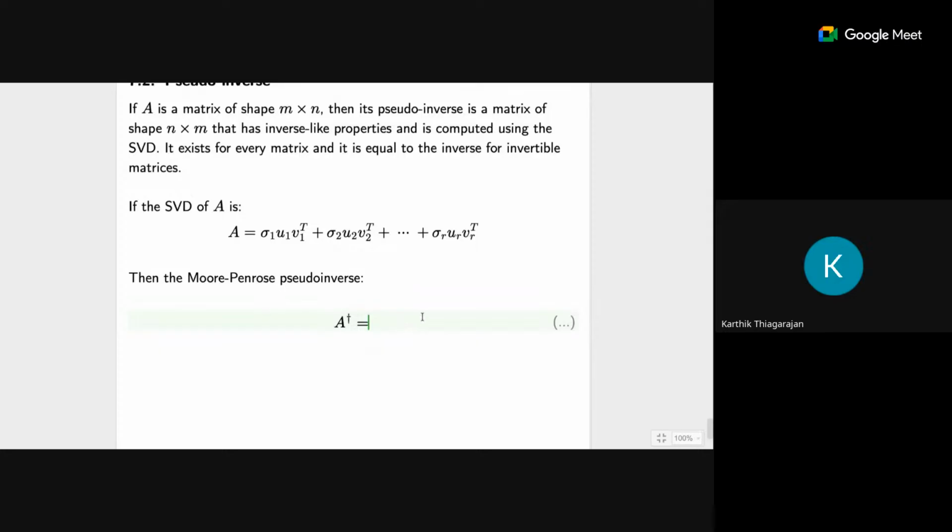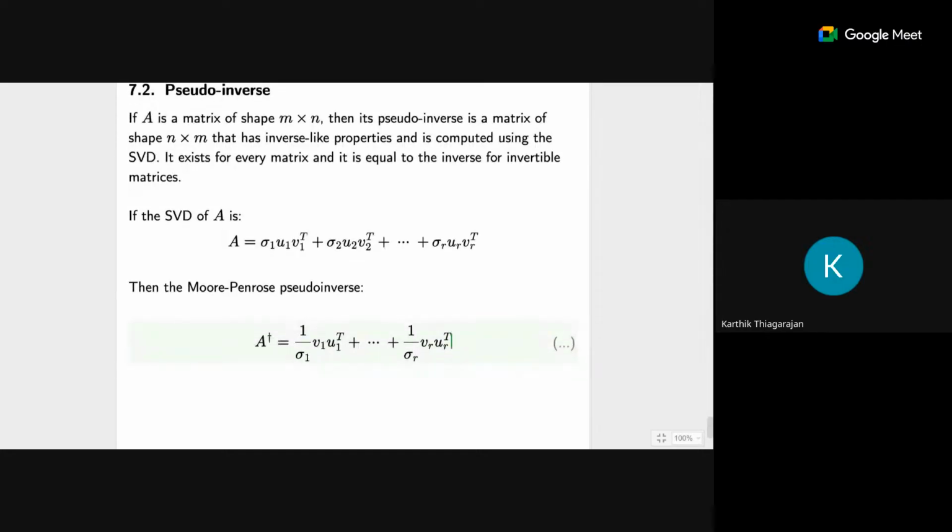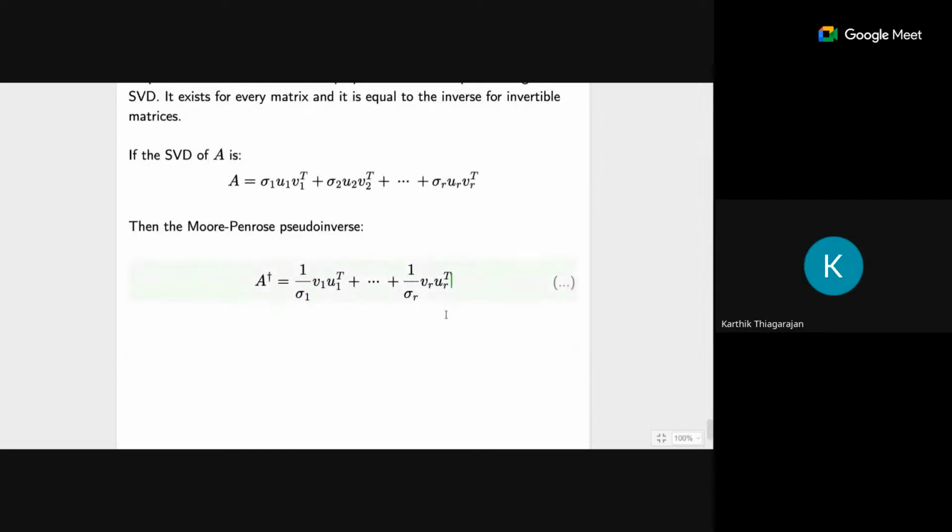So what is the pseudo inverse? It's actually 1 by sigma 1 V1 U1 transpose plus ... plus 1 by sigma r. So this is out of scope of the syllabus, right? So don't worry if you don't memorize this or remember this. Okay, so this is the pseudo inverse, which has inverse-like properties.